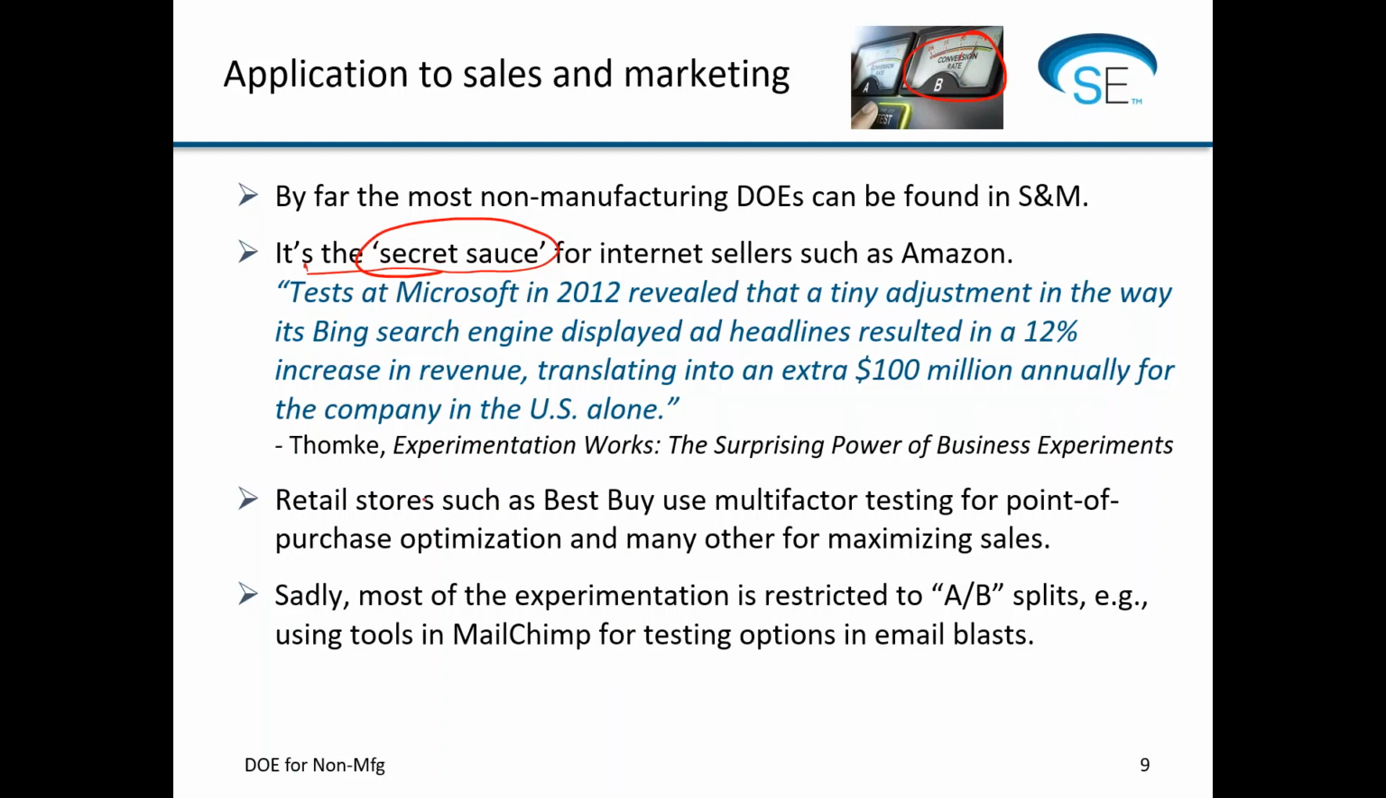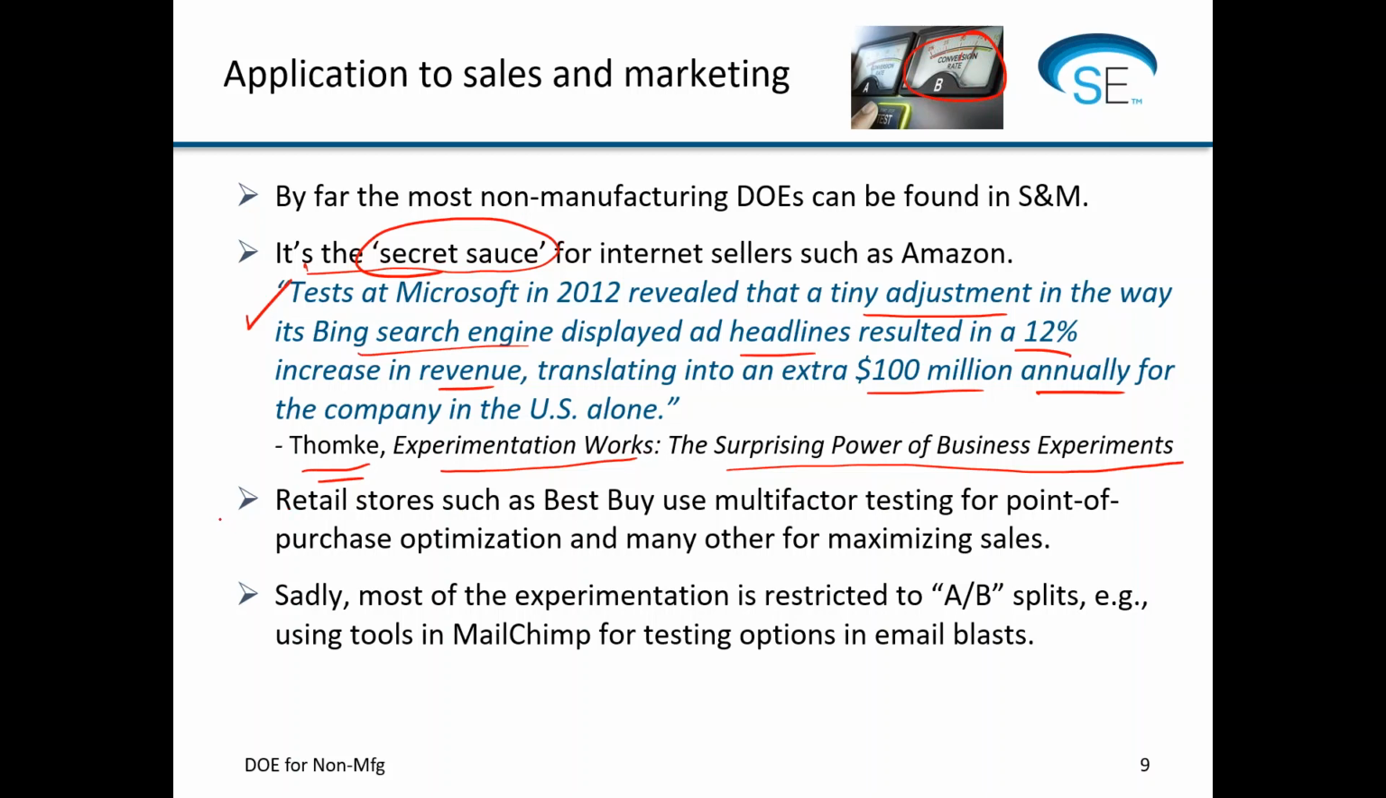Another example was presented by Tom Key in his book Experimentation Works: The Surprising Power of Business Experiments. Tests at Microsoft revealed that a tiny adjustment in the way their search engine displayed ad headlines resulted in a 12% increase in revenue, which translated into an extra 100 million annually. So we know that this can work and people are using it. They just don't like to talk about it much.